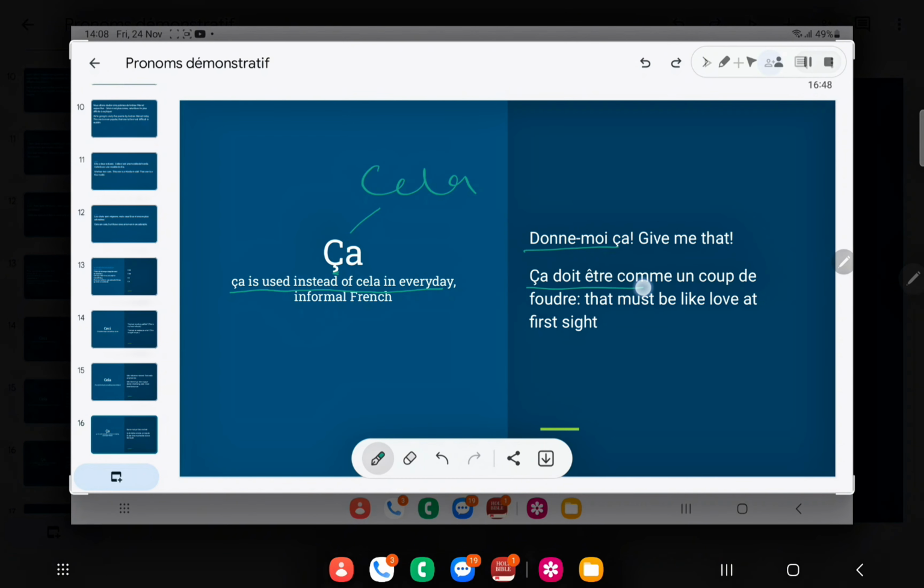Example number 2. Ça doit être comme un coup de foudre. That must be like love at first sight. So I'm giving you diamonds here. Coup de foudre means love at first sight. Coup de foudre literally translates to strike of lightning. I'm yet to study into the etymology as to how it relates to love at first sight, but that is what it means. So take note.